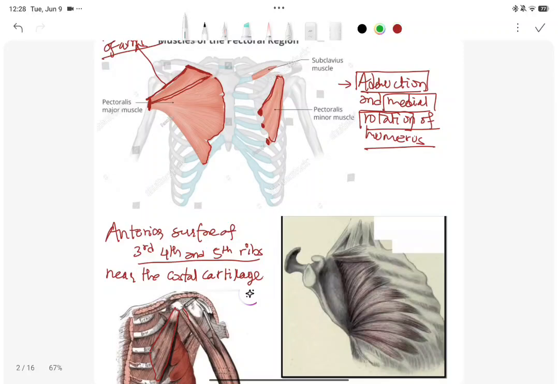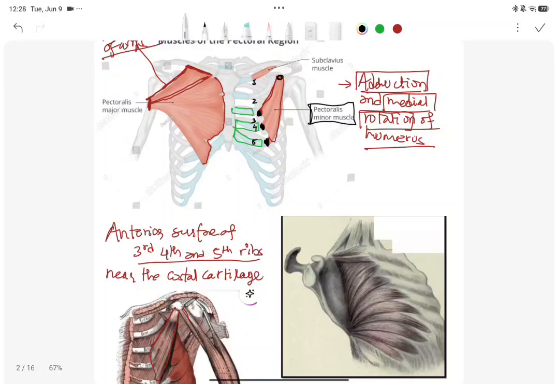This is the costal cartilage. So guys, look here. Near the costal cartilage, the third, fourth, fifth rib. This is the first rib. Second, third, fourth, fifth. So the origin is from the anterior surface of the third, fourth, fifth ribs near the costal cartilage. So this is the origin of the pectoralis minor. This is the pectoralis minor muscle.